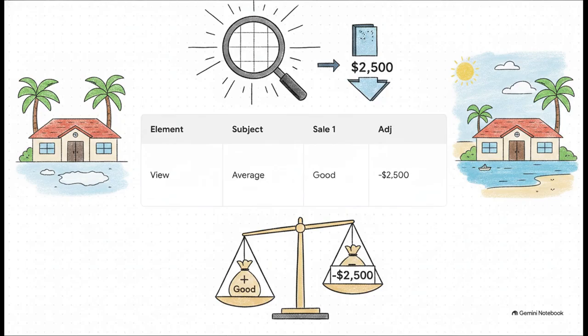Let's look at this brilliantly illustrated in action. Our subject has an average view. Sale 1, our comparable, has a good view, which the market says is worth $2,500. Because sale 1 is better than our subject, we use CBS: comparable, better, subtract. Boom, we subtract $2,500 from the comparable's price. It is literally that mechanical.